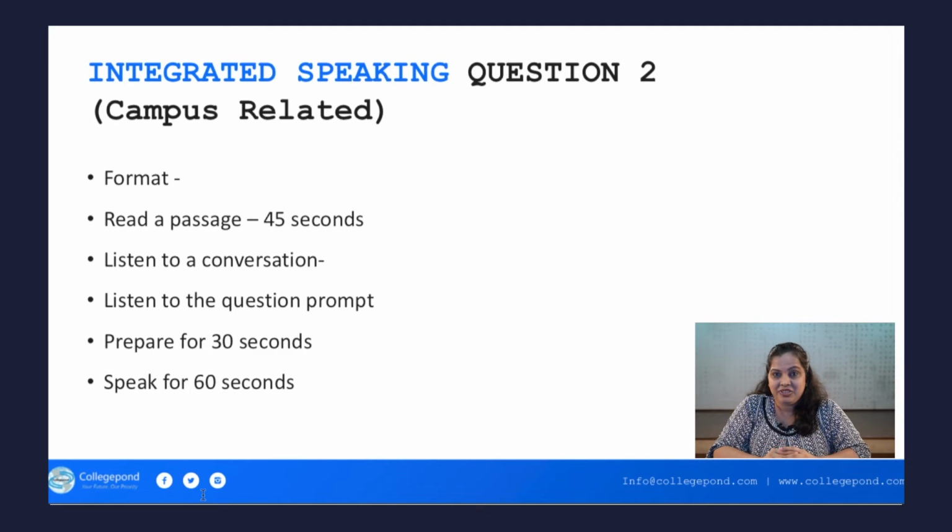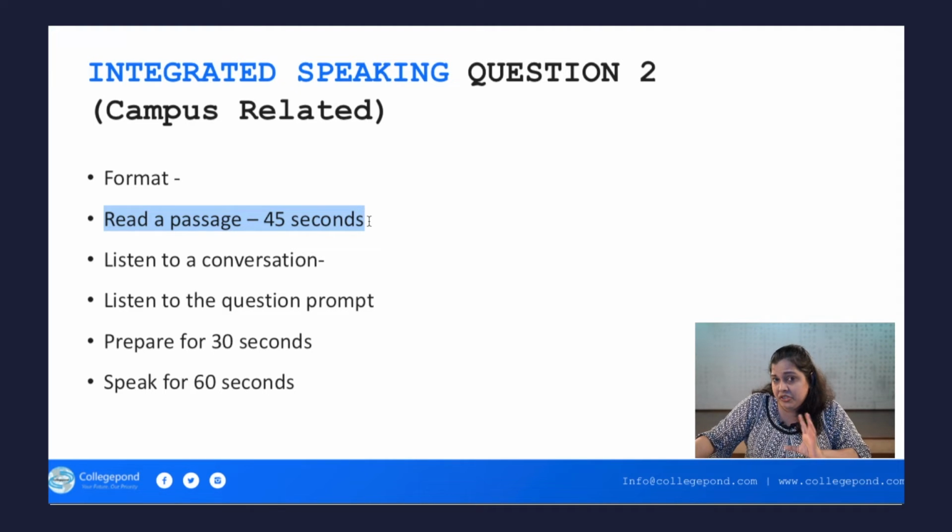The format will never change as we discussed previously, right? So you will read a passage and you will get around 45 seconds to read this passage. This is very important that you utilize these 45 seconds properly, and you will see why in just a while.